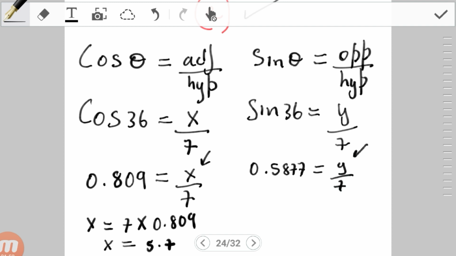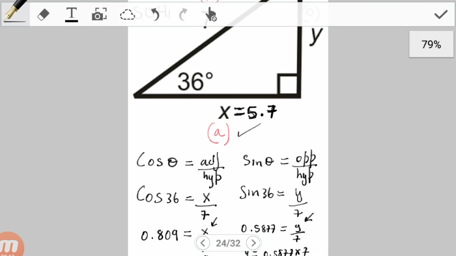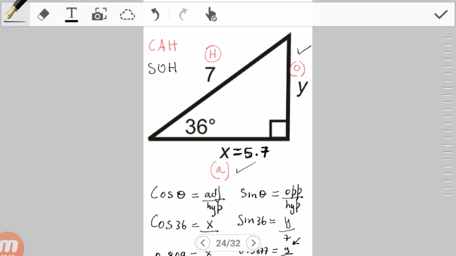Again, the unknown is at the top, so we cross multiply. So y is going to be equal to 0.5877 multiplied by 7. And we get an answer that y is equal to 4.11. Okay, and that is going to be the length of y here. Now I want you guys to take the time out, pause the video, and use the tangent ratio and apply the steps that I showed you and leave it in the comment section. Let me know if you got the correct answer using the tangent ratio.